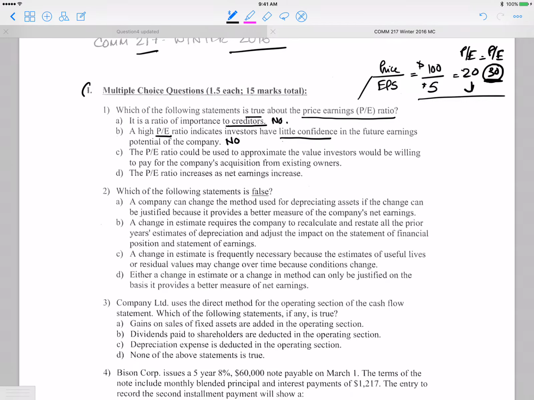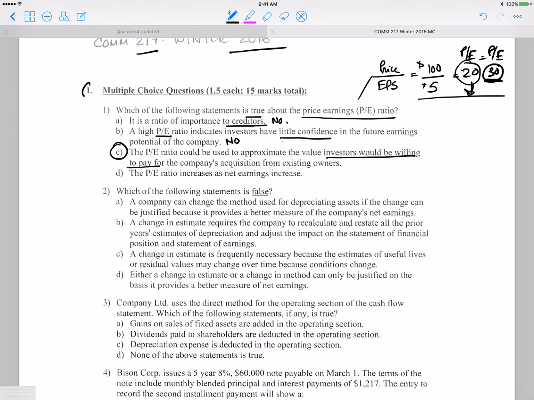The PE ratio could be used to approximate the value investors would be willing to pay. This is the key, and this is the answer. In this case, a PE ratio of 20 approximates the value that an investor would be willing to pay for this share.